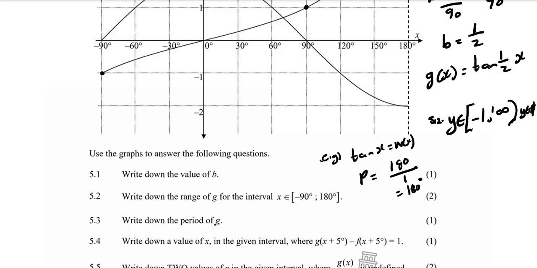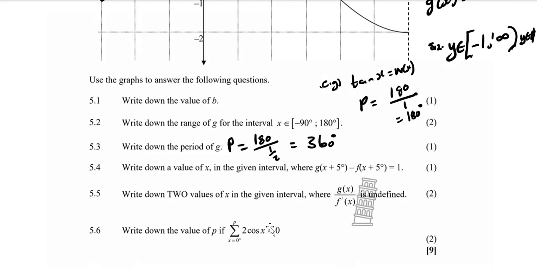So let's find the period of g. I'm going to say P is equal to, and then we come here to our equation. Our equation says g of x is equal to tan 1 over 2 x. We're going to say 180, and divide by this number, 1 over 2. We find that our period is 360 degrees. Do you get me?